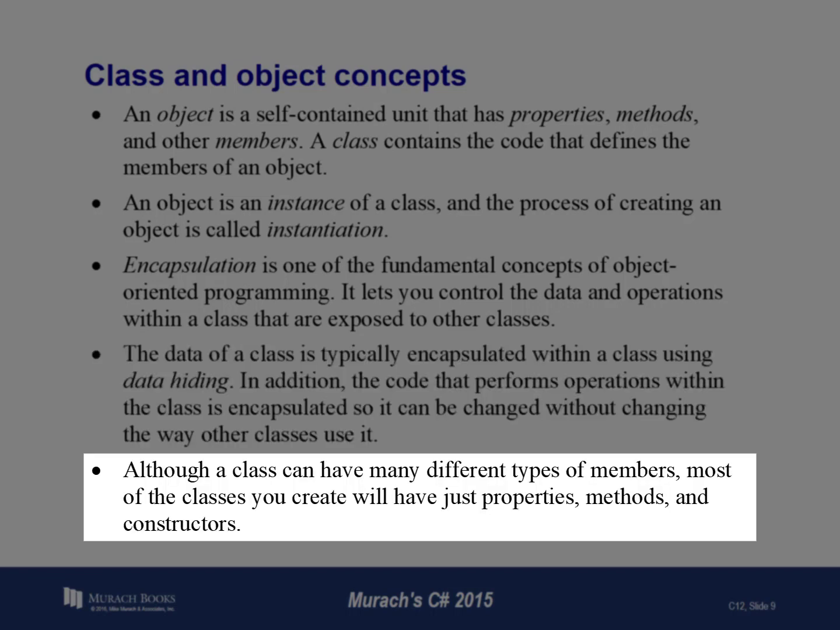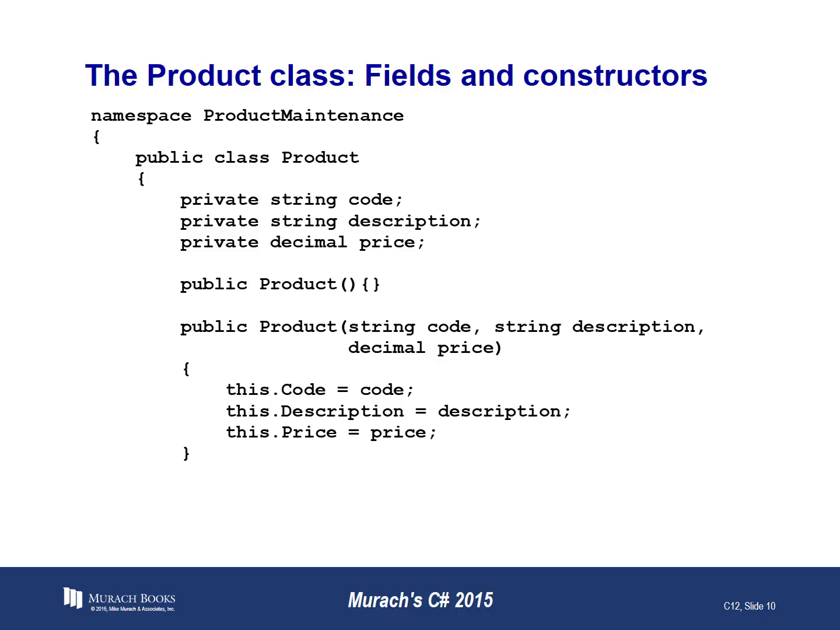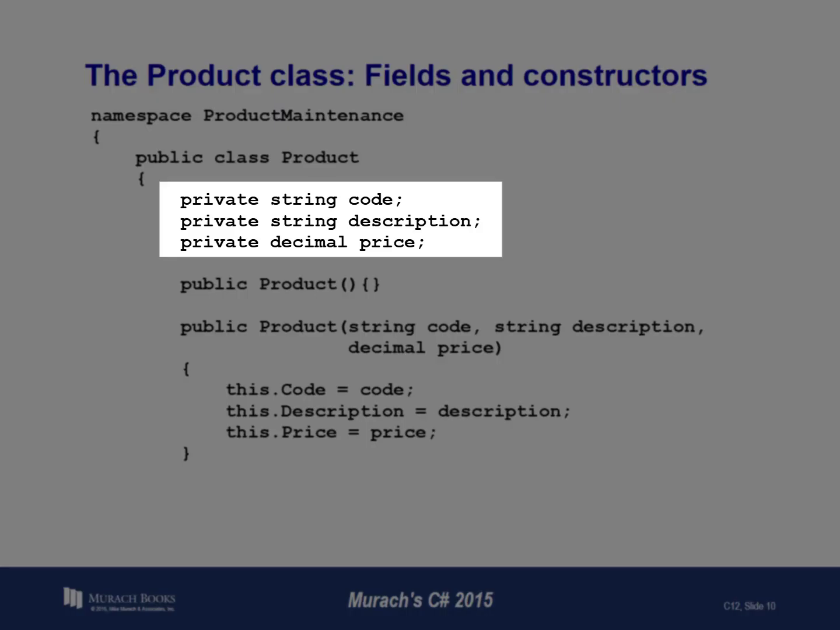As I said before, there are lots of different members for classes, but the most common are properties, methods, and constructors, and those are the only members of classes that we will focus on in this course. For our product class, we're going to store 3 pieces of information inside the class, and this is data that's going to be hidden from the user. We're going to store a code, a description, and a price. Note that these are lowercase variables that we're storing inside the product class, and we will never reveal this information directly to the user. It will be hidden inside the class.